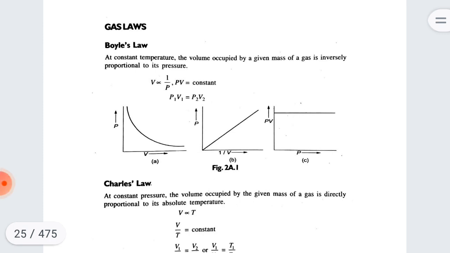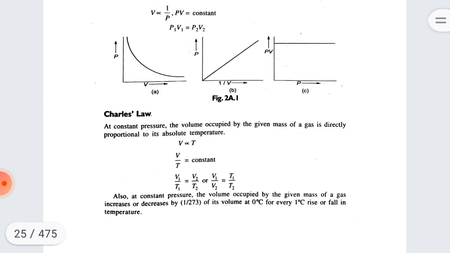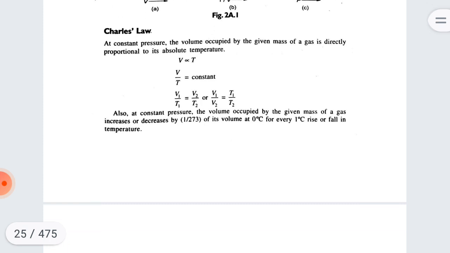Charles' law: at constant pressure, the volume occupied by a given mass of a gas is directly proportional to its absolute temperature. V is directly proportional to T, so V upon T is equal to constant. V1 upon T1 equals V2 upon T2, or V1 upon V2 equals T1 upon T2.